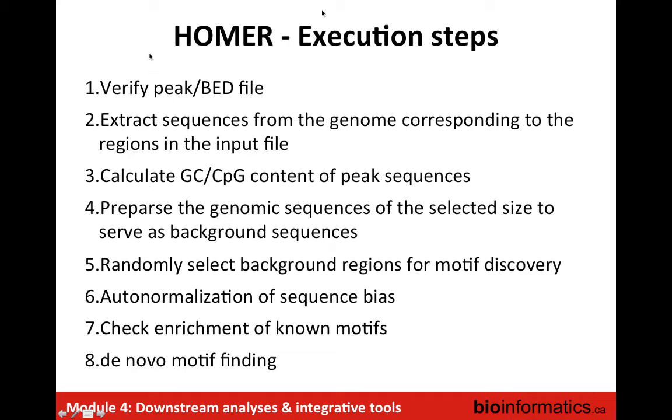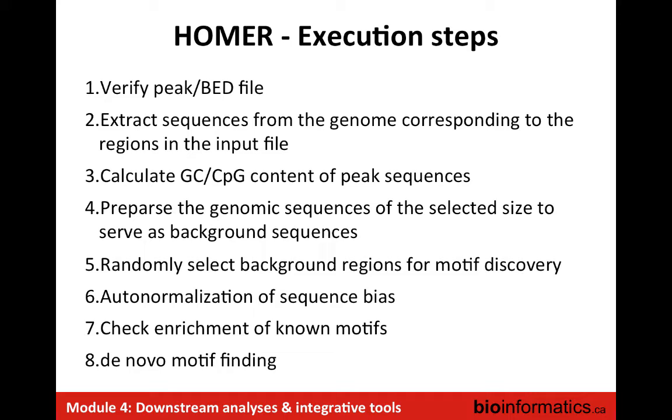So the execution steps, I'll go quickly over that. It's assessing the quality of the BED files. It's extracting the sequences. My BED file doesn't contain any information on DNA bases, it just has information about location. I know that there's something starting there and ending there on my genome, so I need a reference genome to get the sequences described by this BED file. Then it calculates the GC and CpG content of peak sequences, parses the genomic sequences of selected sites, and randomly selects a background for motif discovery. That's interesting because, as we mentioned, it's random, so from one execution to the other you might get slightly different results. Just keep that in mind when you do the lab later, if it doesn't look exactly like the screenshot.